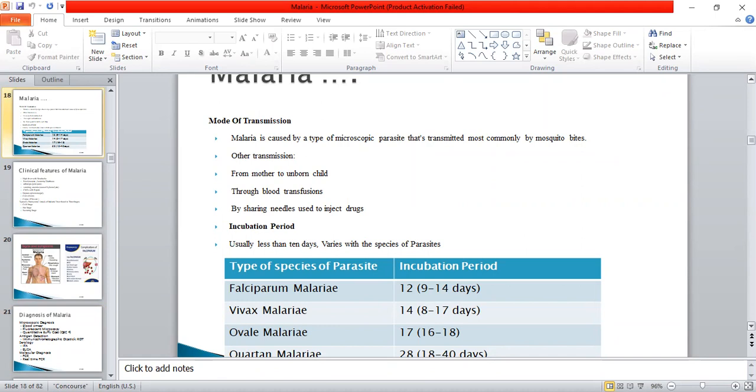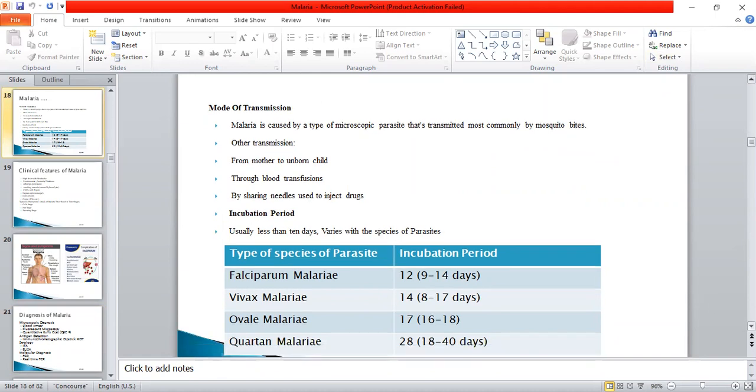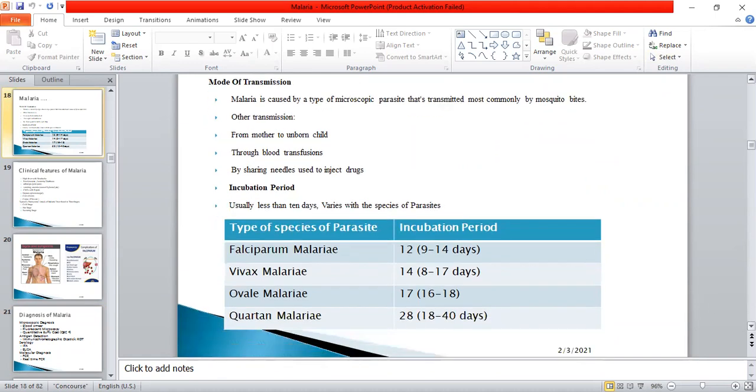If we see the incubation period, it can also vary between the species of parasite. Falciparum malaria's incubation period is 12 days on average, ranging from 9 to 14 days. Vivax malaria is 14 days, ranging from 8 to 17 days. Ovale malaria is 17 days. Quartan malaria is 28 days. The longest incubation period is seen in quartan malaria, which is 28 days.